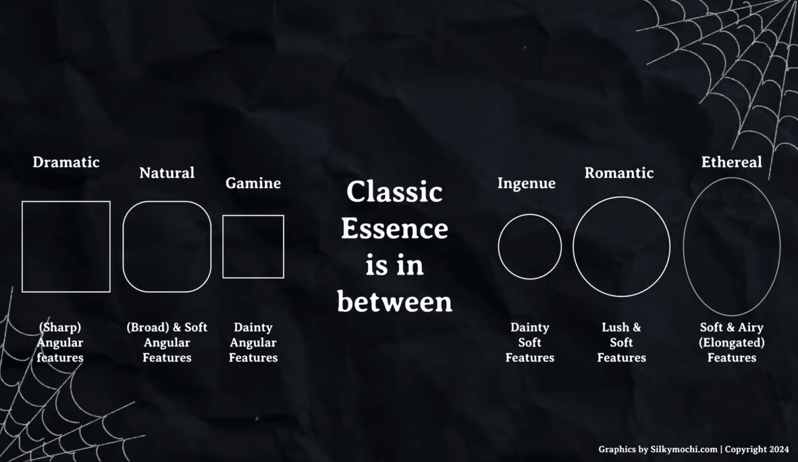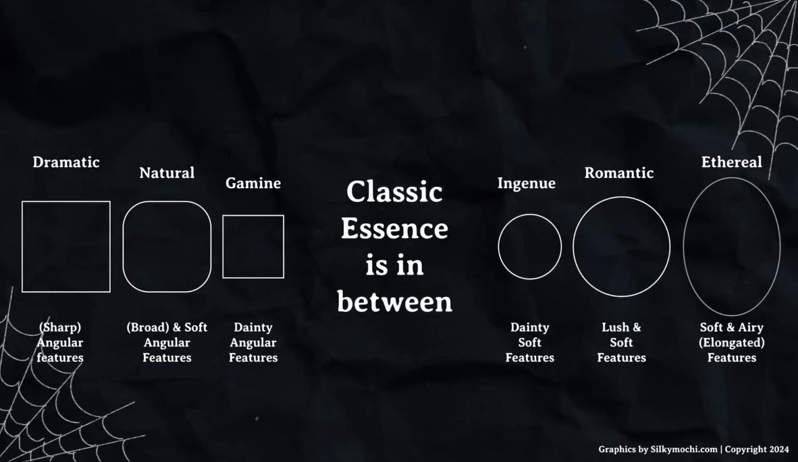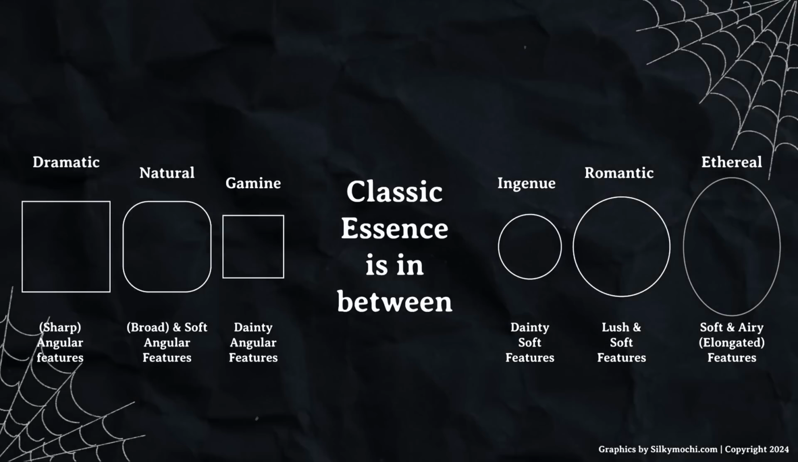How would you identify if you have a classic essence? Now, with classic, the biggest key factor is that they are very balanced. They are very symmetrical. You're not going to find the most dominant features versus some of the other essences. Dramatic is going to feel a lot sharper and have more dominant angular features. Natural is also going to be angular, but a bit on the softer side.